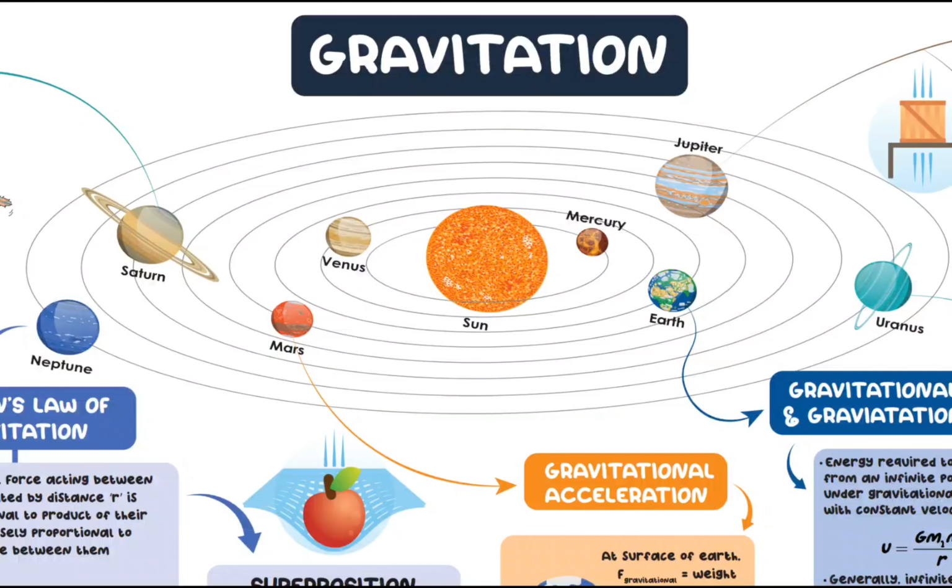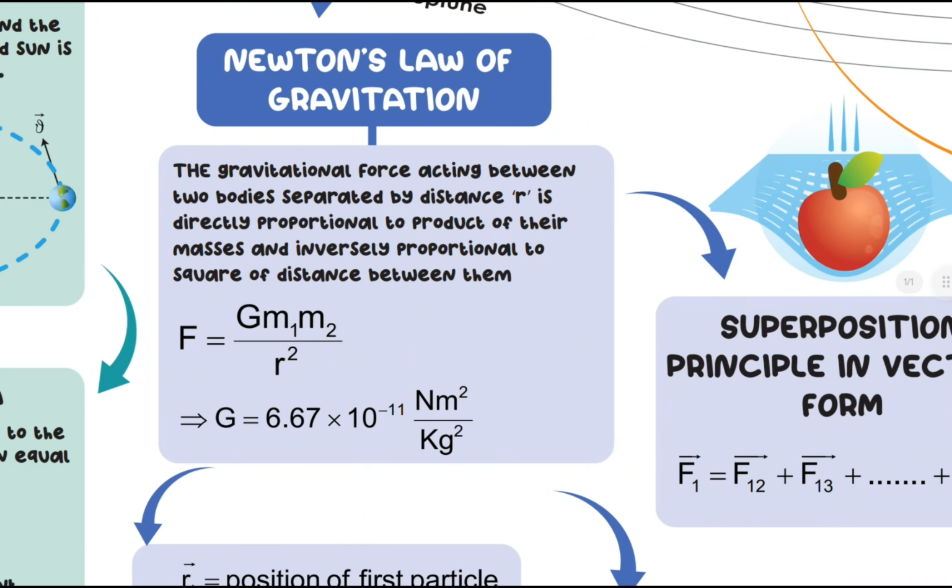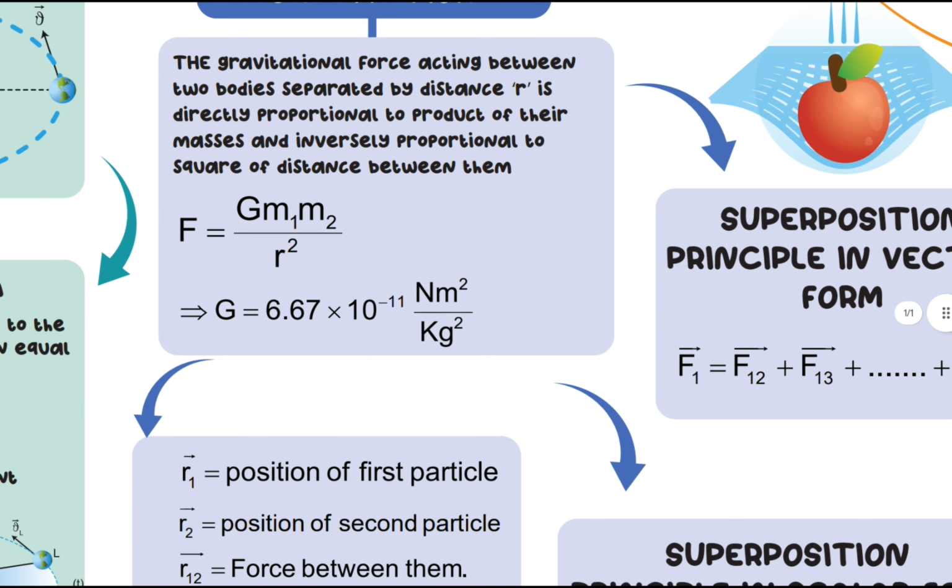In this chapter, we are going to discuss gravitation, starting with Newton's law of gravitation. The gravitational force acting between two bodies separated by distance r is directly proportional to the product of their masses and inversely proportional to the square of the distance between them. F equals G m1 m2 by r square.